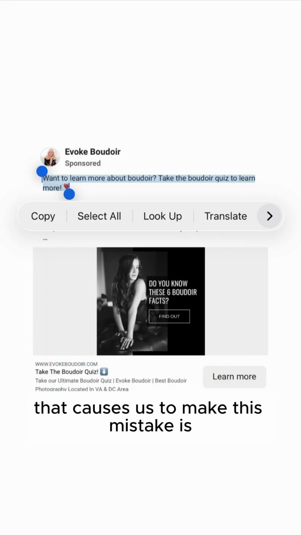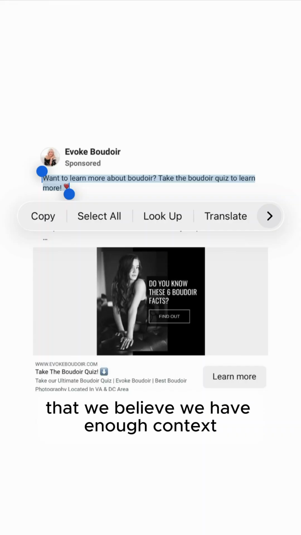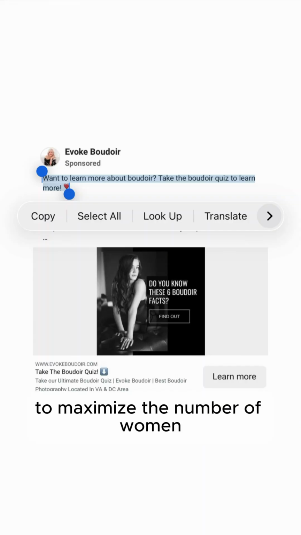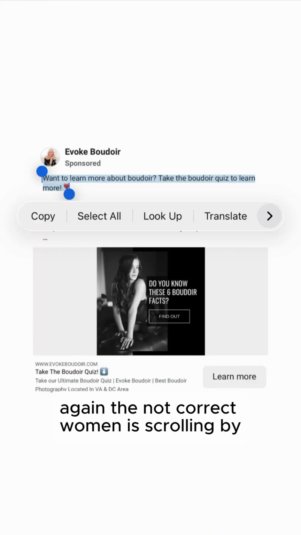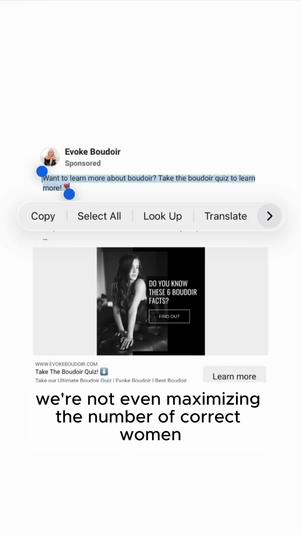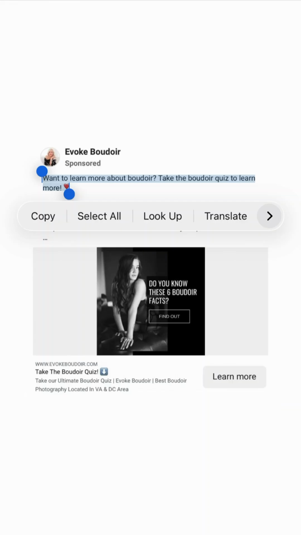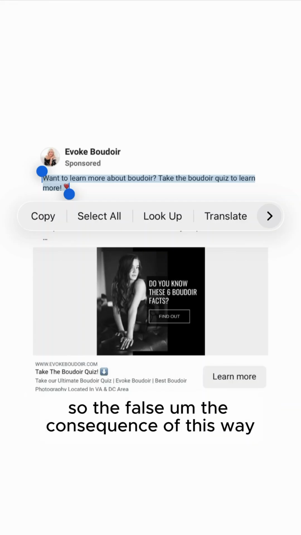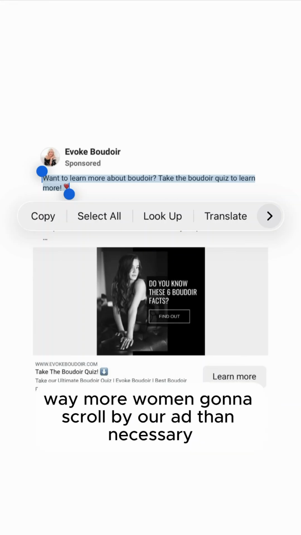So the false belief that causes us to make this mistake is that we believe we have enough context to maximize the number of women, the right women, clicking on our ad, and getting the not correct women to scroll on by. But we're not even maximizing the number of correct women clicking on our ad. We only got one point of context here. So the consequence of this is way more women are going to scroll by our ad than necessary.